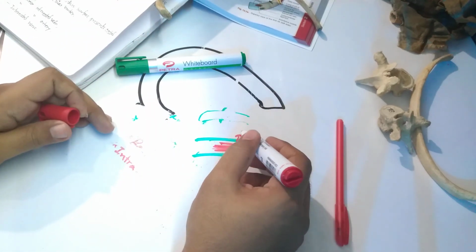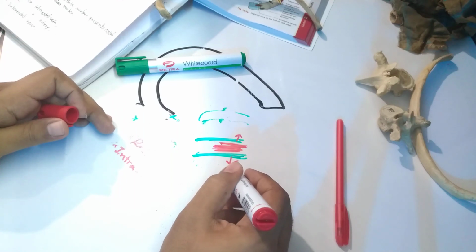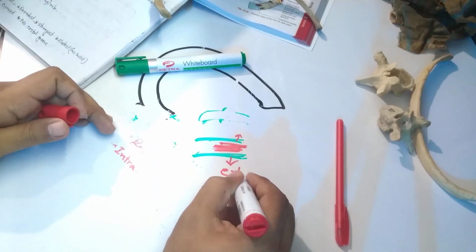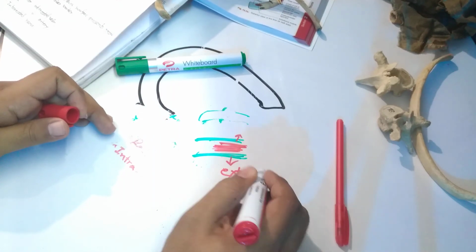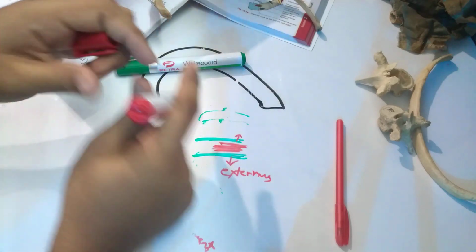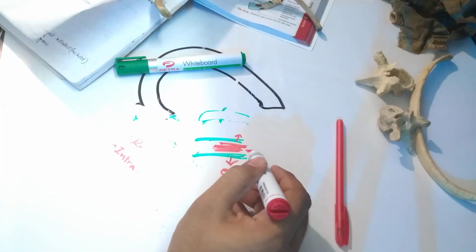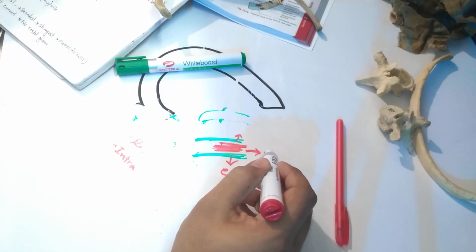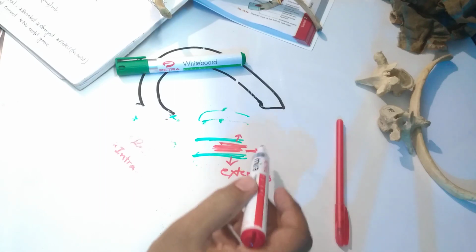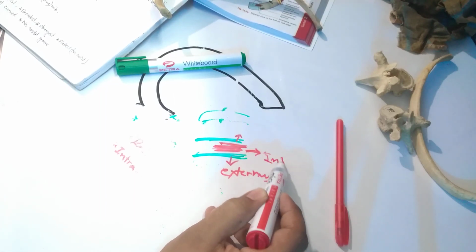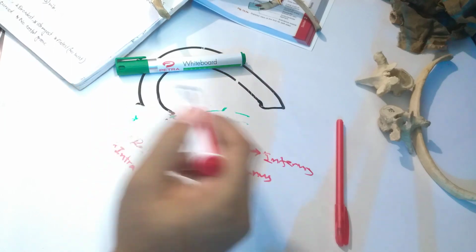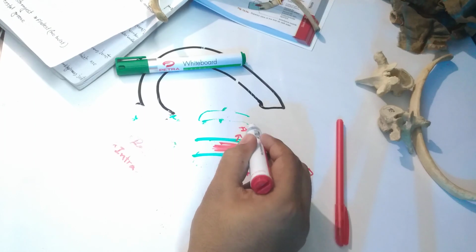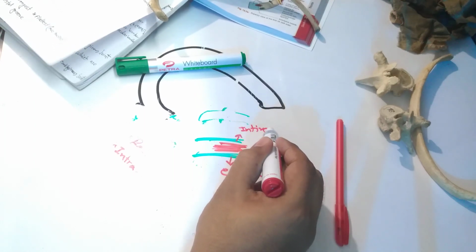The outer lip has the attachment of the intercostalis externus muscle. The floor has the attachment of the intercostalis internus muscle, and the upper lip has the attachment of the intercostalis intimus muscle.